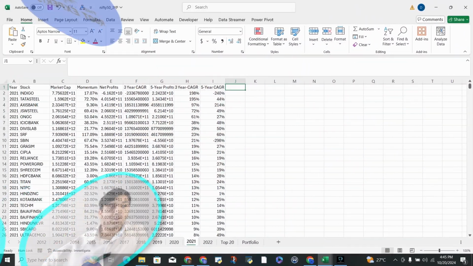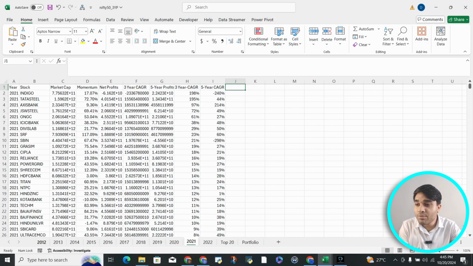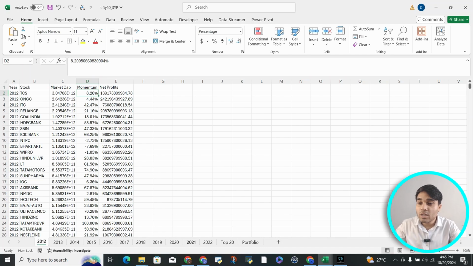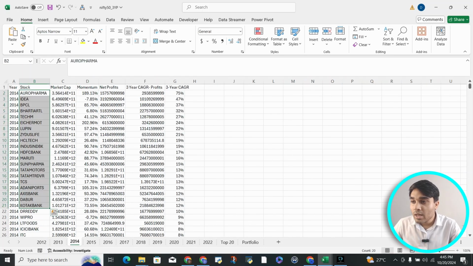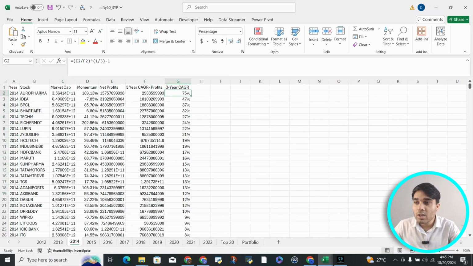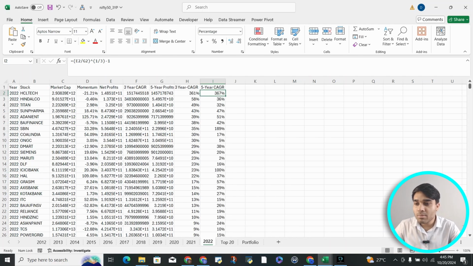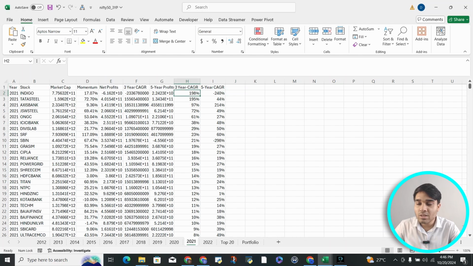you can still create these portfolios by yourself and you can learn. So if you can see my screen now, I have taken data from 2012 till 2022, that is approximately 10 years. And then I've taken market cap, momentum, net profits, 3-year profits, and 3-year CAGR of these profits, right? So one thing that I want all of you to actually know is I've taken all of these companies and I'm taking 3-year CAGR.